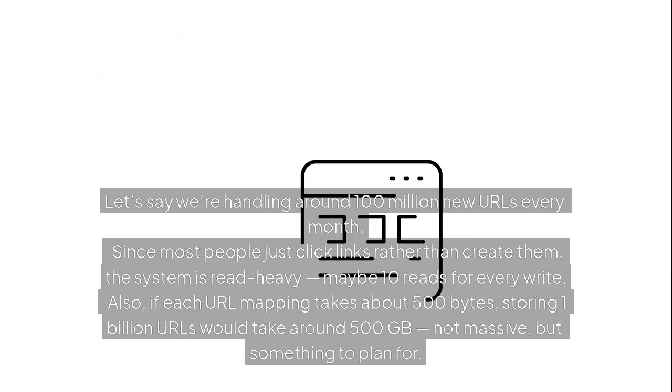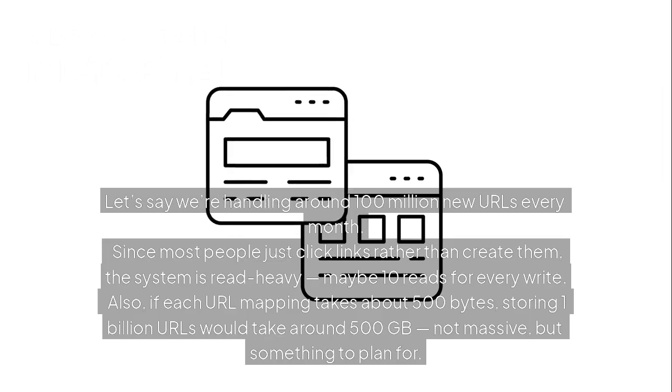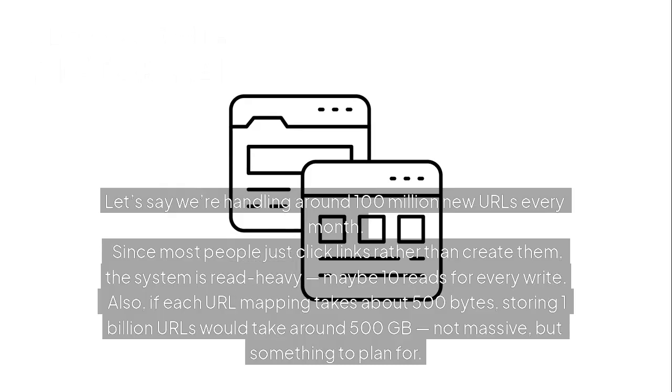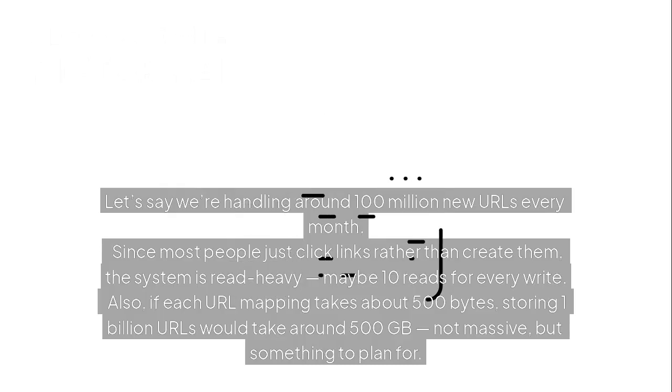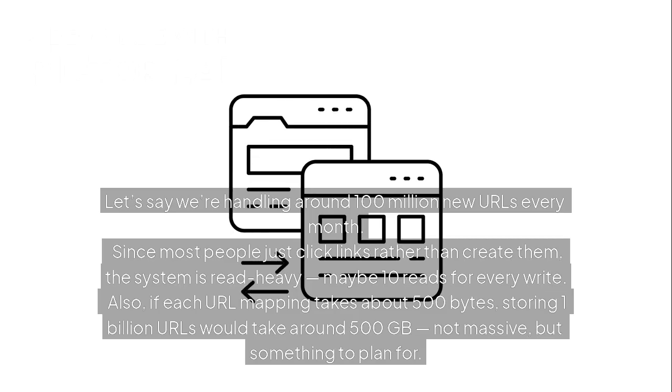Next, let's estimate the scale. Let's say we're handling around 100 million new URLs every month. Since most people just click links rather than create them, the system is read heavy, maybe 10 reads for every write. Also, if each URL mapping takes about 500 bytes, storing 1 billion URLs would take around 500 gigabytes, not massive, but something to plan for.